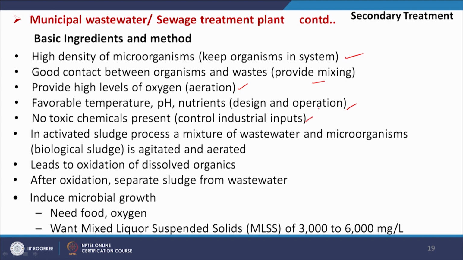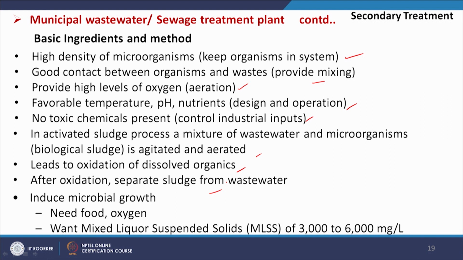If toxic chemicals are present, then microbial growth will be hampered, so biological degradation of organic compounds will also be hampered. That is not desirable. In the activated sludge process, a mixture of wastewater and microorganisms is agitated and aerated, for the same reason, to provide sufficient oxygen and to get good mixture and good contact between organism and the organic compounds. It leads to oxidation of dissolved organics, and after oxidation we separate sludge from the wastewater.